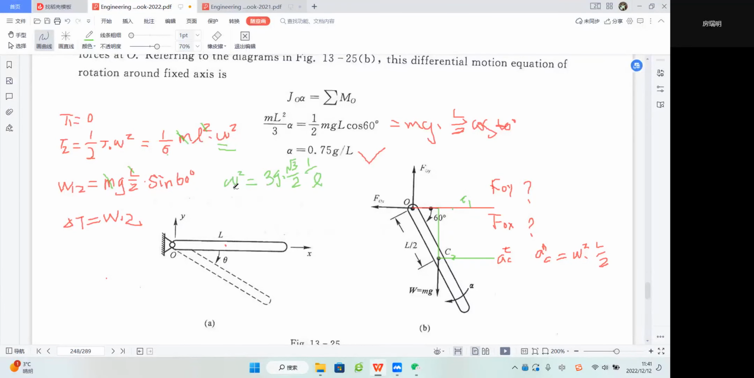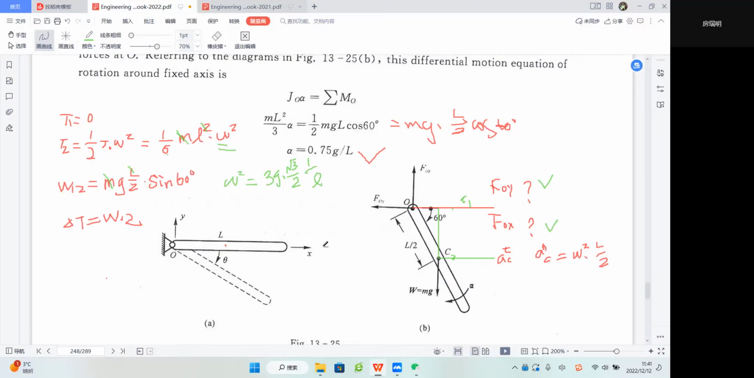Then you can find this, right? So you can find your omega square. You just use this principle of work and kinetic energy, and then you can find ACT, ACN, and you should use the principle of momentum about mass center C to finally find f of y and f of x.